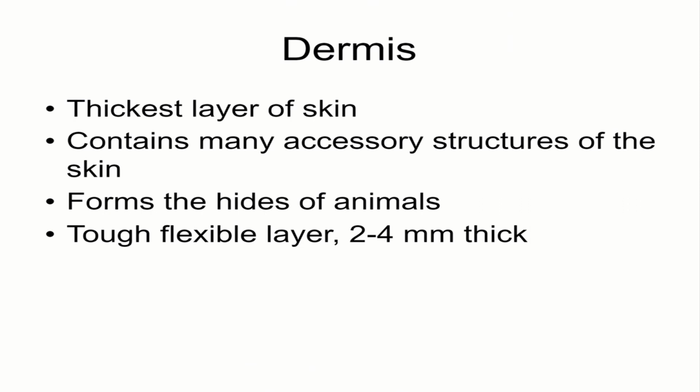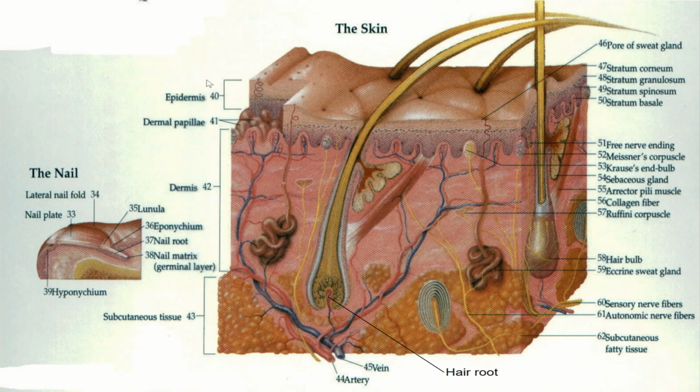It forms the hides of animals, and I'm going to come back to this one a little bit. It is the tough, flexible layer that is 2 to 4 millimeters thick. So if you ever hear of full grain leather or top grain leather, so coming back to this thing about hides of animals, when they talk about full grain leather, they mean they are using both the epidermis and the dermis. They are using the full piece of skin.